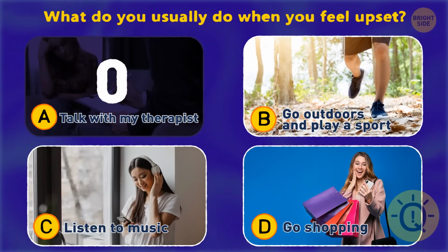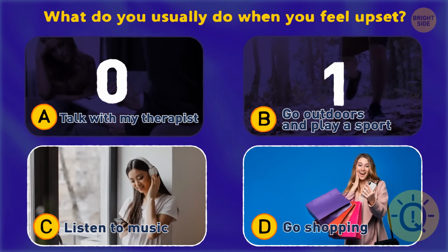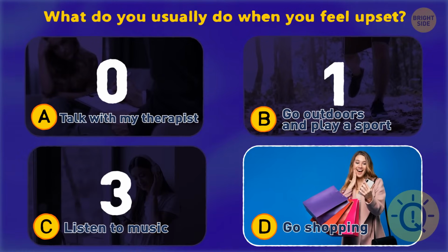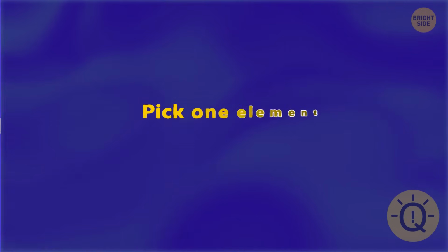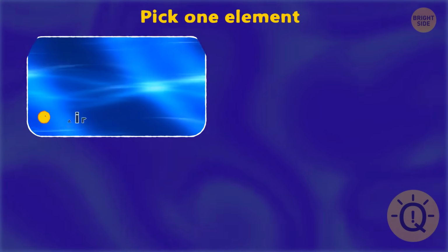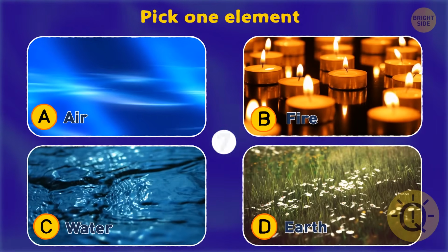If you chose A, add 0 points to your score. Option B brings you 1 point. C costs 3 points. And answer D brings you 2 points. Pick one element. Air, fire, water, earth.